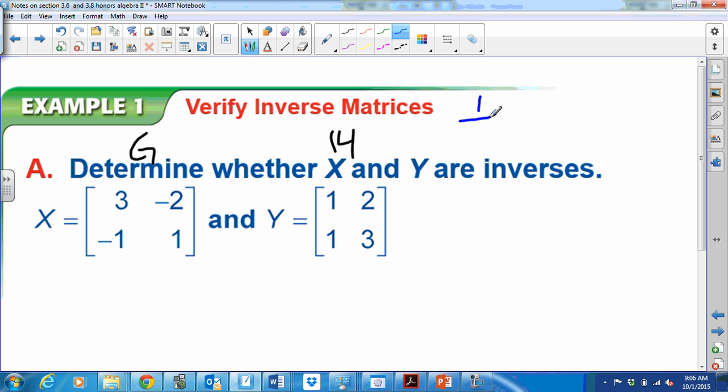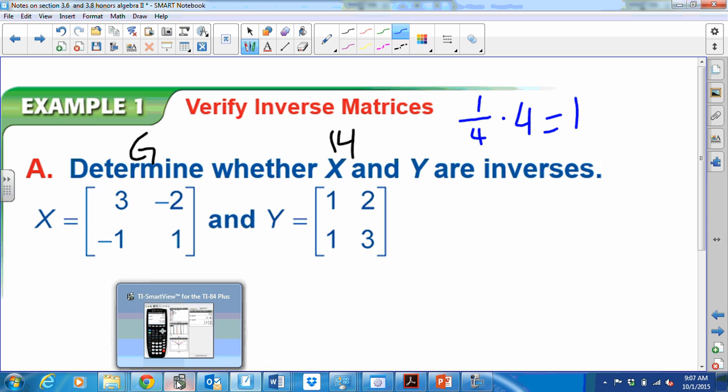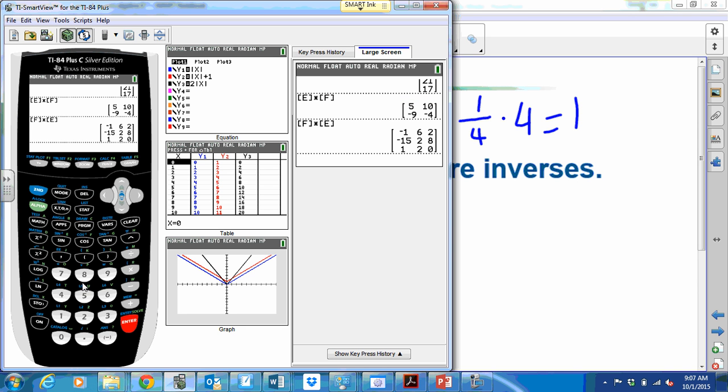And so in the case of just multiplication, 1/4 and 4 are inverses of each other because when you multiply 1/4 by 4, it's equal to 1. And so in the case of matrices, if you multiply X times Y and it equals our identity matrix, then it's going to work. Now I've saved these matrices in my calculator under G and H. So we're going to multiply G times H.